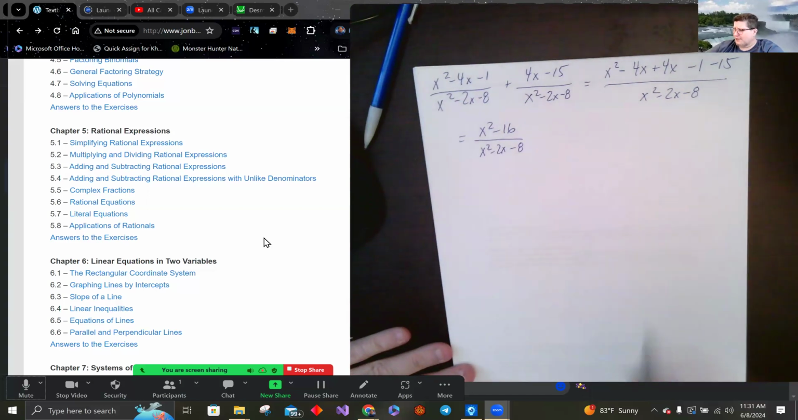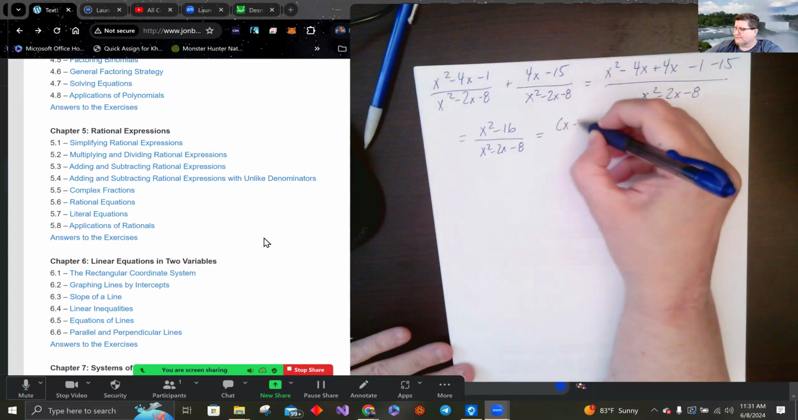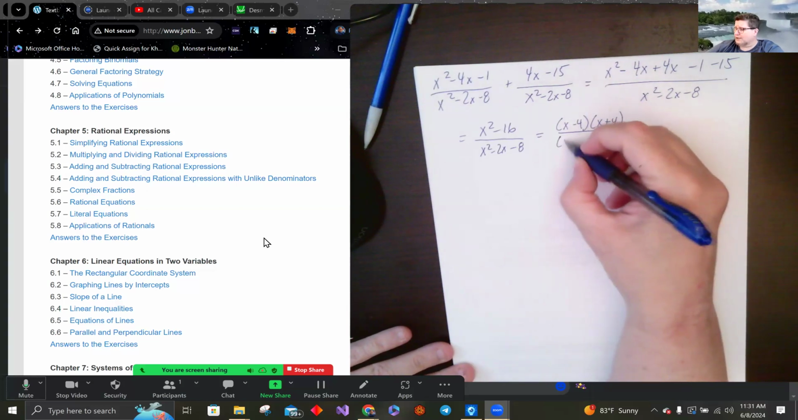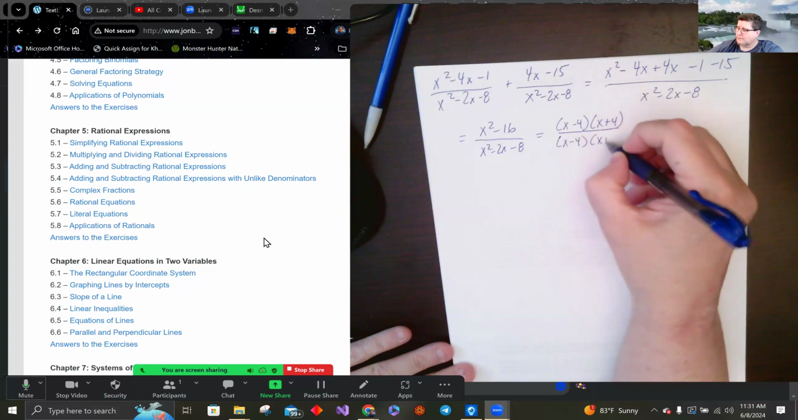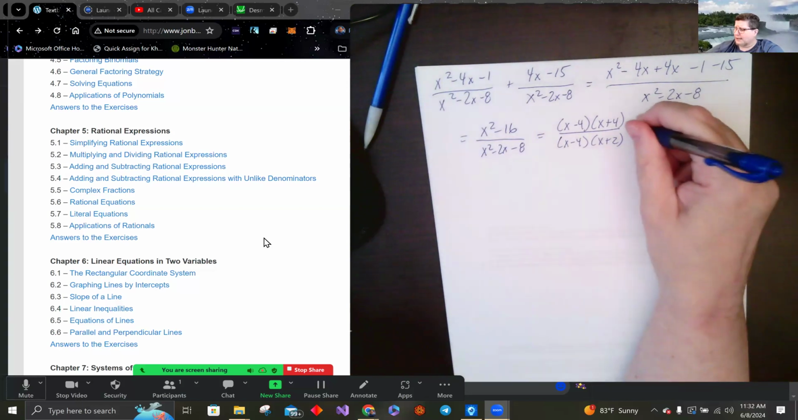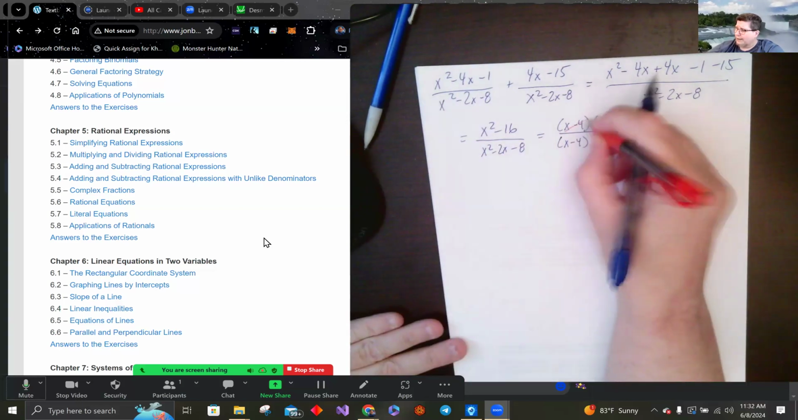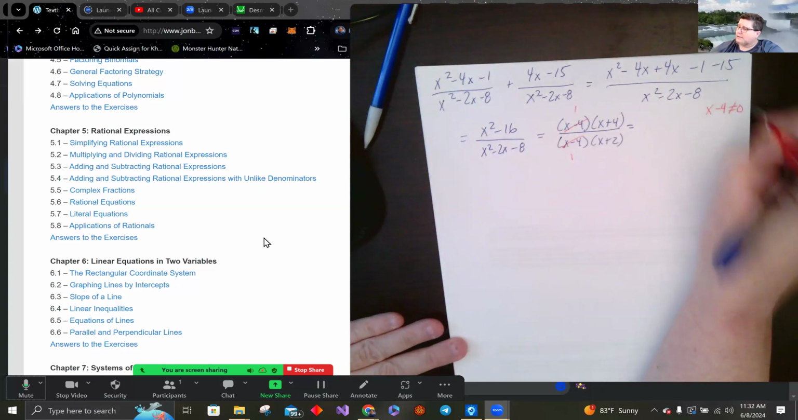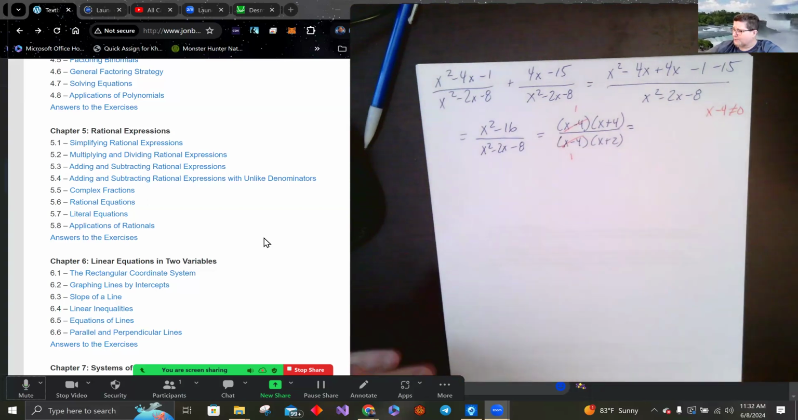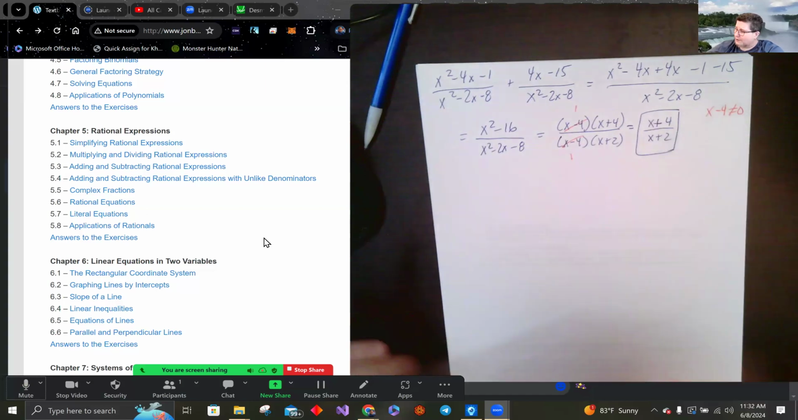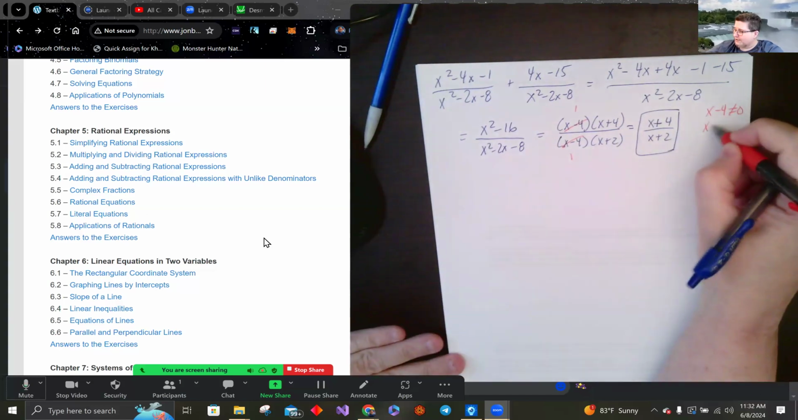We will factor. This is a difference of squares. This is x minus 4, x plus 4 on top, over x minus 4, x plus 2. So the x minus 4s will cancel, but not before they leave behind a domain violation. And we're just left with x plus 4 over x plus 2. We also have x plus 2 as a domain violation.